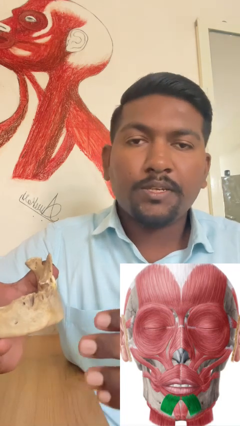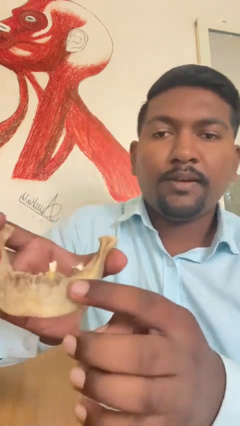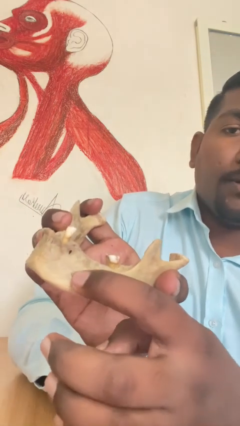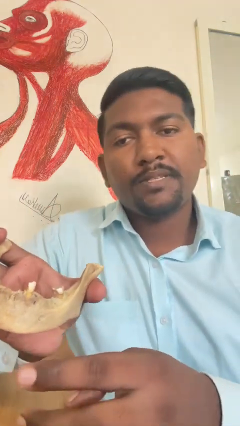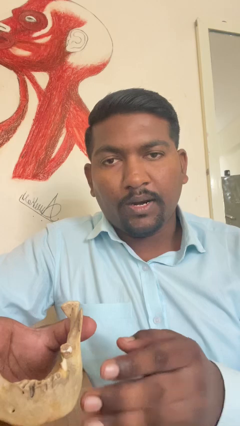depressor labii inferioris, which originates from between the parasymphysis and, here we can see, this is the mental foramen. This is the oblique line. It originates between the parasymphysis and mental foramen and is inserted into the integument of the lower lip.